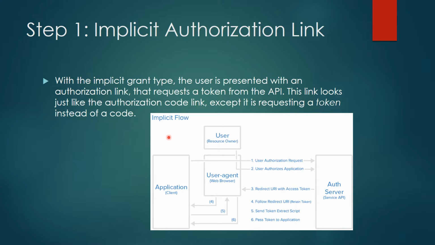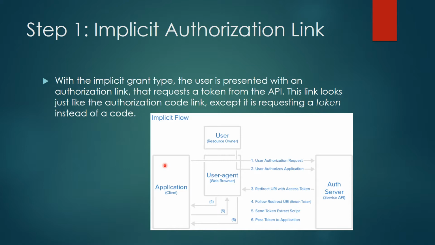Okay, so let's just break down that concept right here. We have all the actors: application, user agent, user, auth server, service API. So everything, as always, should start by requesting. We cannot receive something without requesting something, right? So everything starts with requesting.